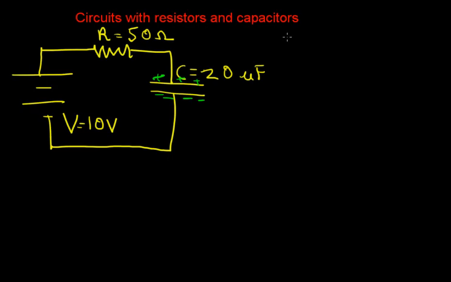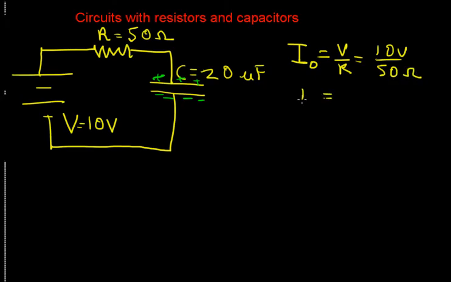So let's just work a quick example here and answer some basic questions. Here's a circuit. I changed some of the numbers. It's still a 10-volt battery, but now it's a 50 ohm resistor and a 20 microfarad capacitor, right? And so let's answer a few questions. First of all, what's the initial current? The initial current is just V over R, right? And so that's 10 volts over 50 ohms, which is an initial current of 0.2 amps.